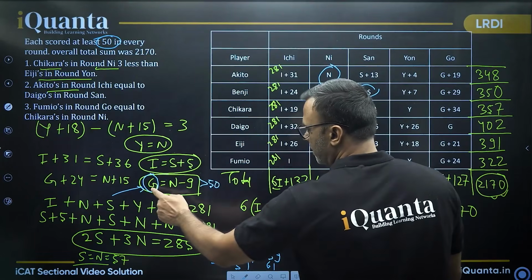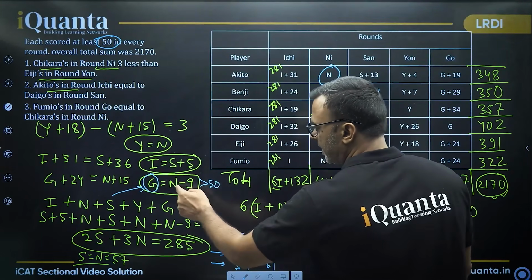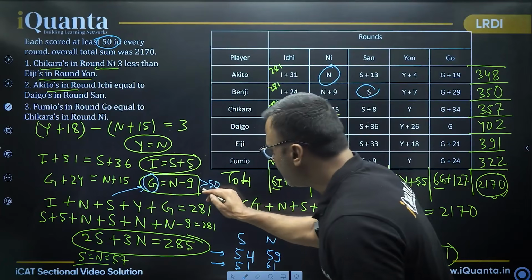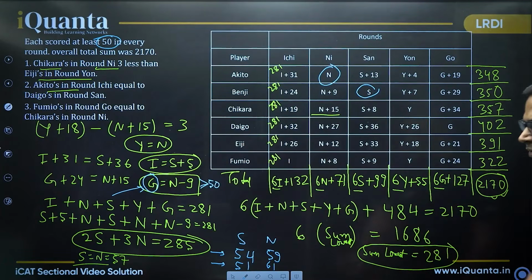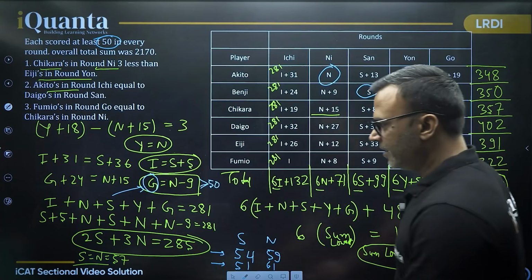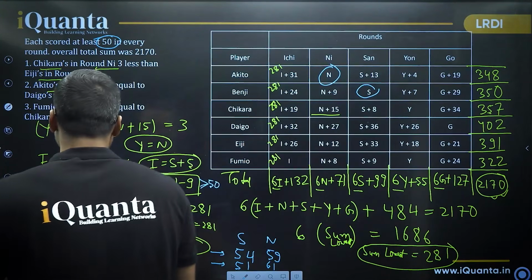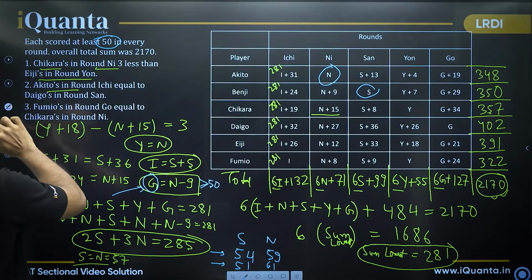Because g has to be more than 50, n minus 9 has to be more than 50, so n has to be more than or equal to 59. These are the only two possible solutions. Yeah, so we have done a lot of hard work here. Okay, let's look at the questions now.